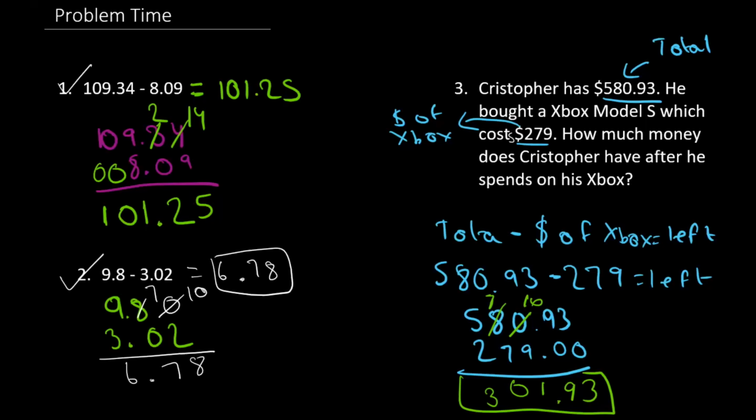Let's see if this is a reasonable answer. Let's round 580. Okay, so think that there's no decimal points. And 580 minus 280, how much is that? Well, that is 300, and that is close to 301.93. So our answer is reasonable. Okay? So let me just write this quickly. Christopher has $301.93 left.